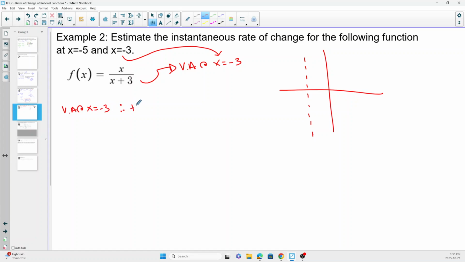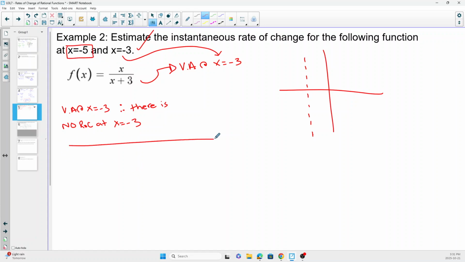Therefore, there is no rate of change at x equals -3. So that would be done, and that's going to save you a lot of time, because if you go subbing in -3.01 and -2.99 and all this stuff, it's just a waste of your time. There is no rate of change at x equals -3. But what we can do is estimate the instantaneous rate of change at x equals -5.